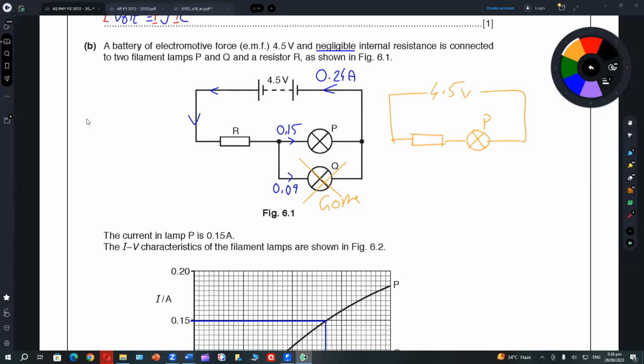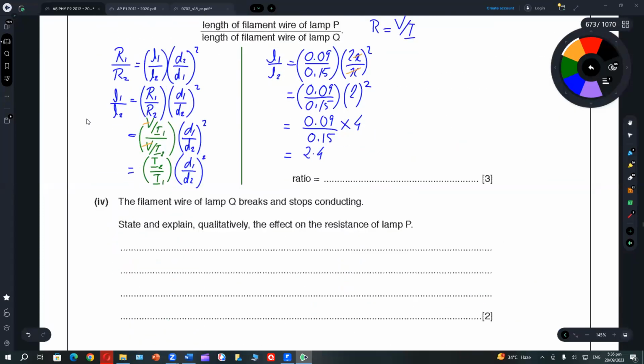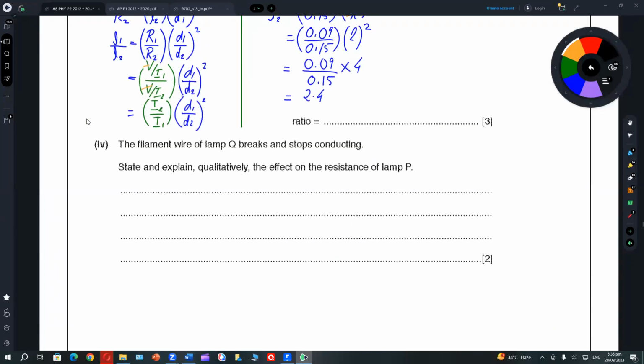Now, if you draw it once like this, then you can well understand what is happening. As soon as Q has gone, only one lamp is there. There's no parallel combination. So what will happen to the voltage distribution? The resistance of R and of the lamps we haven't found, but we can now guess what happened. The PD increased, which caused the current and also the resistance to increase.